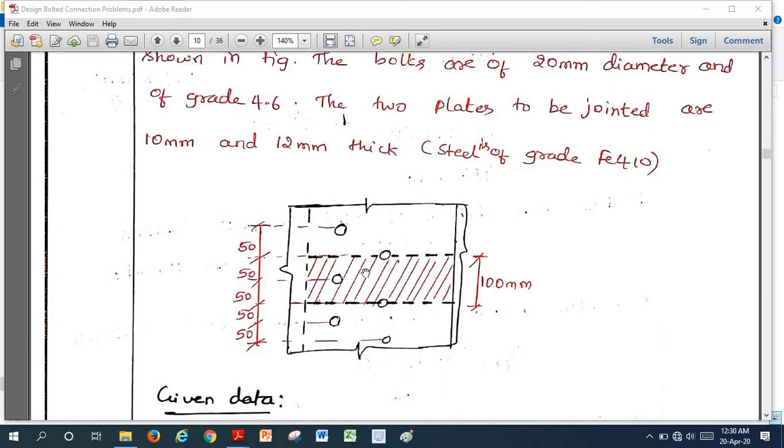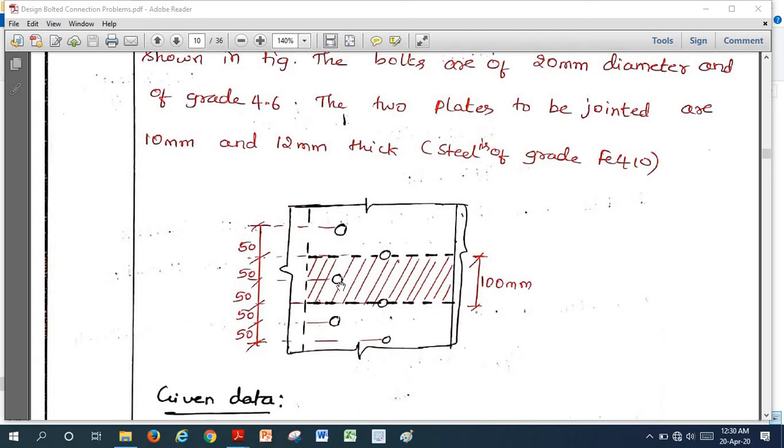Therefore, in this case we should calculate the efficiency of the joint per pitch length. What is per pitch length? The distance between two consecutive bolts. Assume this is the force direction. Then these two are the bolts. This distance we call pitch, that is 100 mm. This will become B in the calculation of tensile strength and other net area calculations.